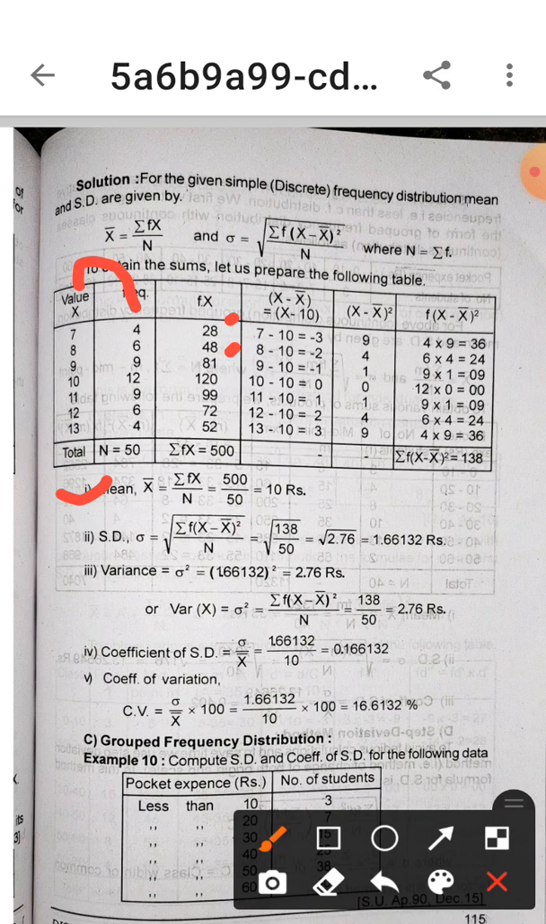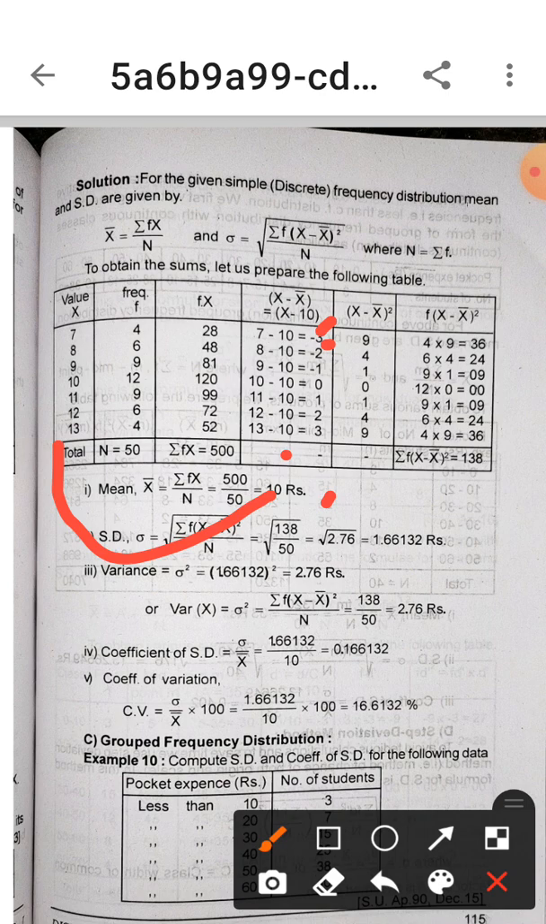Okay, then sum of the column of fx is summation fx 500 divided by n, that is sum of the frequency 50. Okay, then 500 upon 50 is equal to 10 is your mean, which is already calculated too much time in unit number 2, sorry. Okay, then what is the next step? That is x minus x bar, this step. Okay, that is subtract mean, this is 10, from each x, that is 7 minus 10 is minus 3, 8 minus 10 is minus 2, likewise.